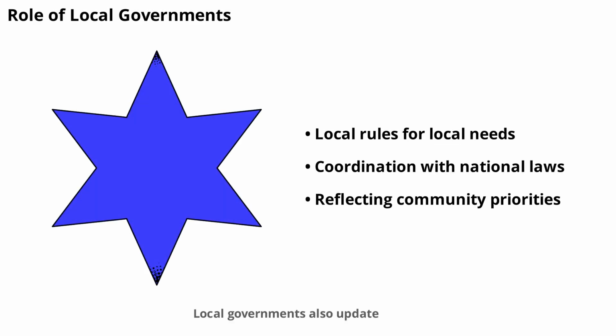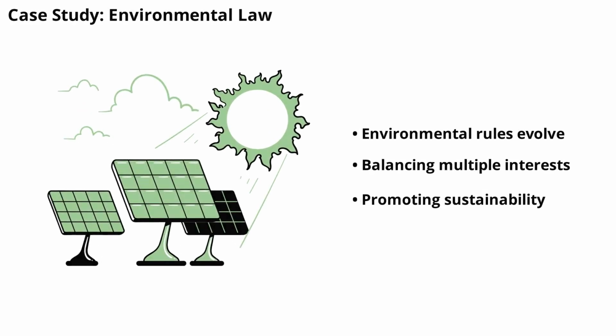Local governments also update rules to address community-specific needs. City councils, county boards, and other local bodies can pass ordinances or regulations that reflect local priorities, often working in coordination with national laws. Let's look at a case study.